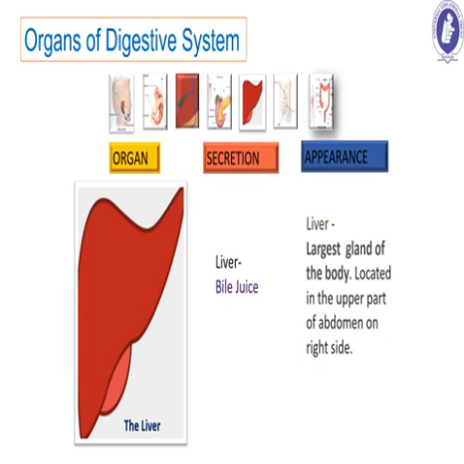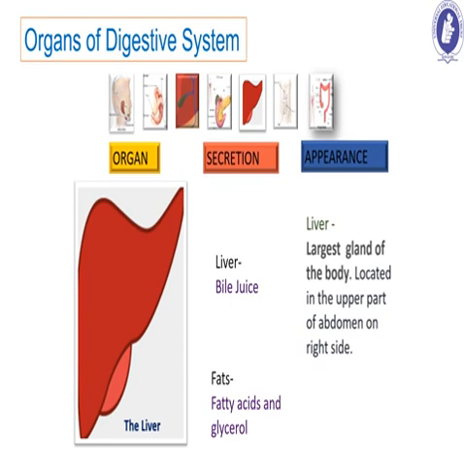The liver is the largest gland present in the body. It is located in the upper part of the stomach on the right-hand side. The liver secretes a juice called bile juice. This bile juice secreted by the liver is first poured into the gallbladder. From there, it will be released into the small intestine. Once the bile has been released into the small intestine, it helps in breaking down fats into fatty acids and glycerol.